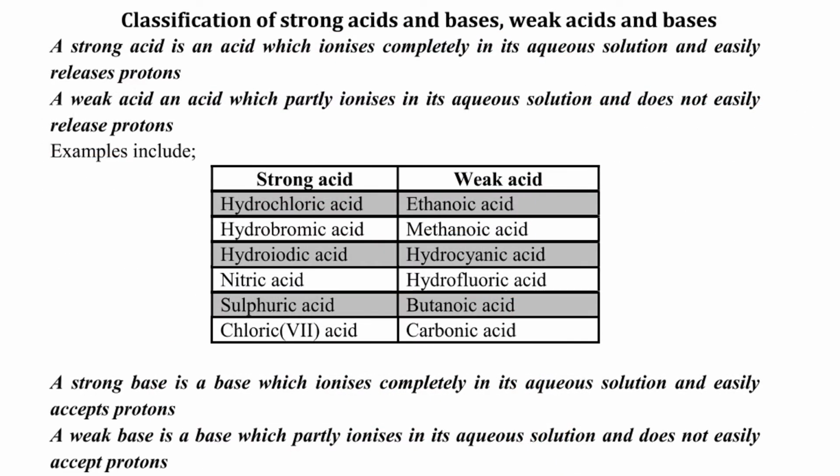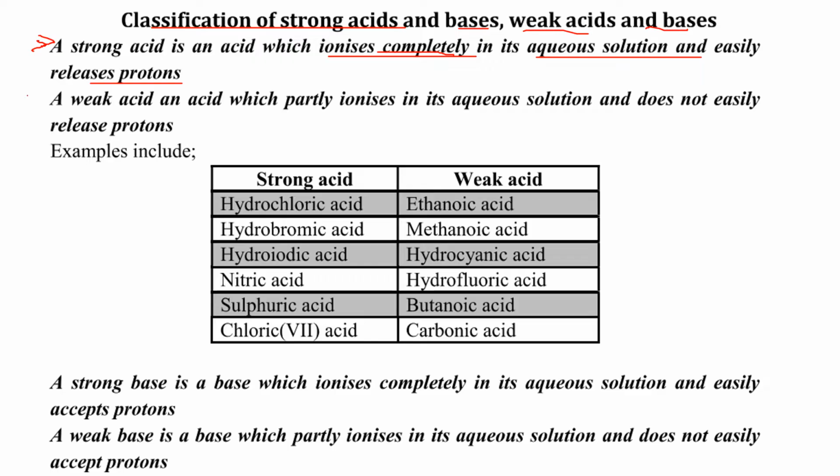Here, let's proceed with the classification of strong acids and bases. We also look at weak acids and bases. Now, if you look at a strong acid, just like you defined it in your O-level, this is going to be an acid which ionizes completely. The keyword here is completely, ionizing completely in its aqueous solution. And therefore, if something is able to ionize completely, it's going to release many protons.